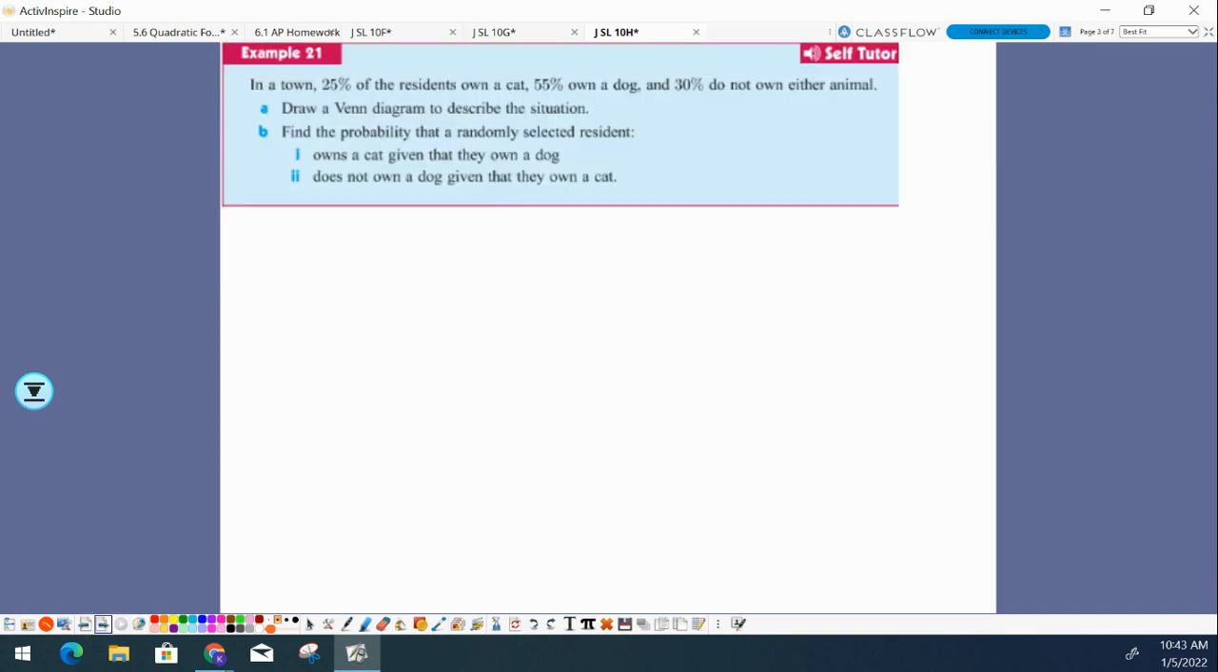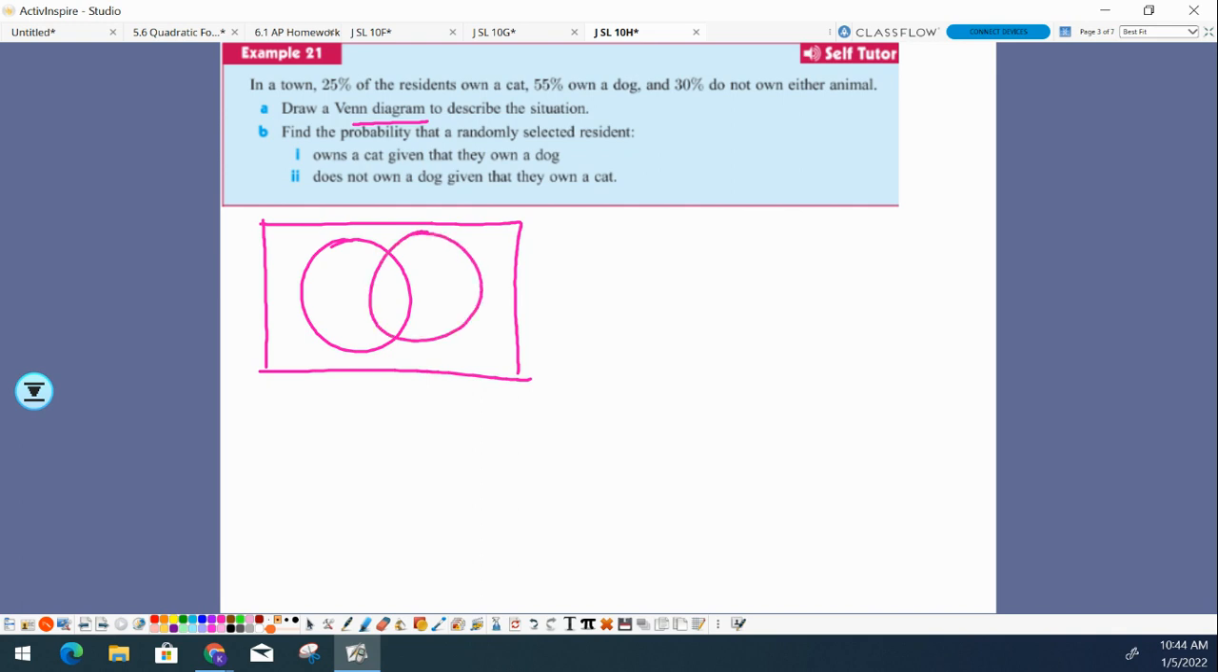Okay, so first of all, this is going to be a tougher Venn diagram, and let's read through the problem and see why. In a town, 25% of the residents own a cat, 55% own a dog, and 30% do not own anything. The part that's missing is it does not tell us how many own both. So I'm going to draw two Venn diagrams. Cat, dog. The easiest part of this is neither. 0.3 goes in that bottom because it does not fit in either one.